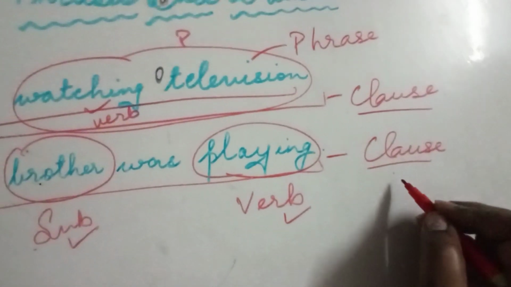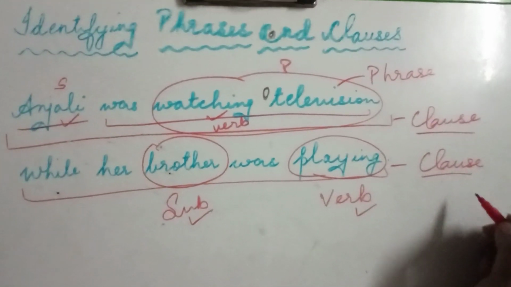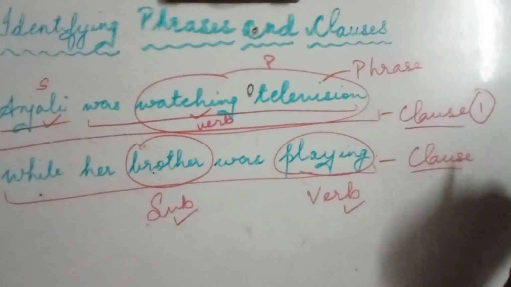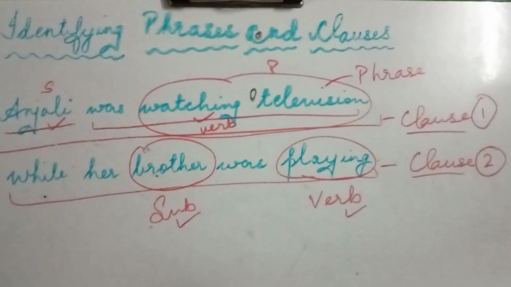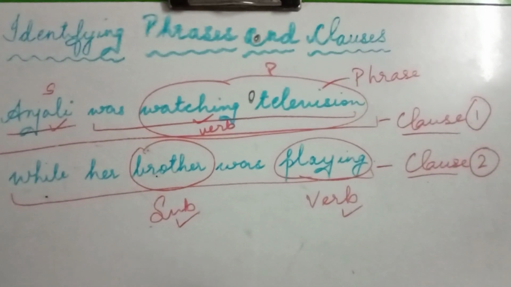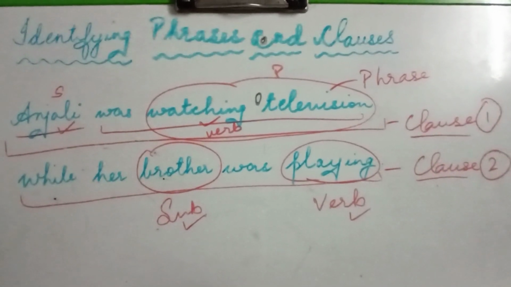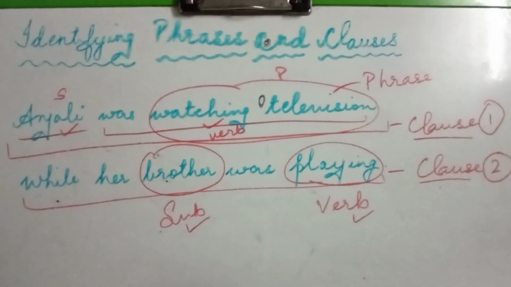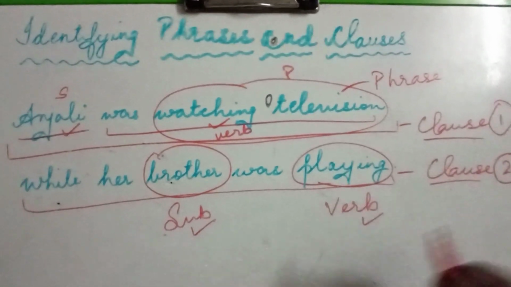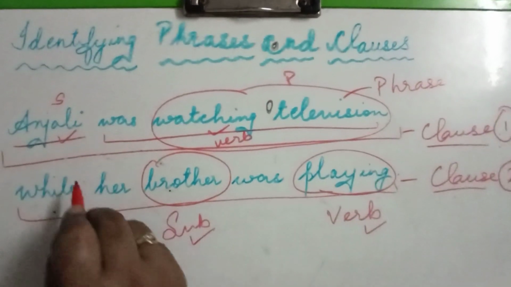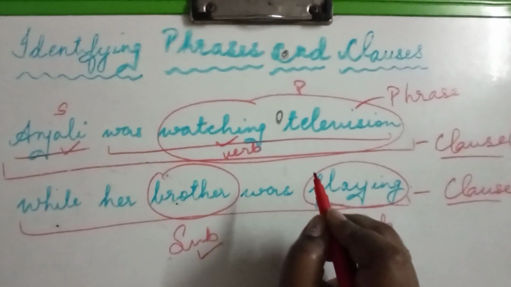So a group of words which is a part of the actual sentence and contains a subject and a verb becomes our clause. Now next we are going to learn about the difference between clause number 1 and clause number 2 in the sentence. We have already learned about the two different types of clauses, independent clause and dependent clause. If you observe clause number 1, Anjali was watching television, it is giving us a complete meaning.